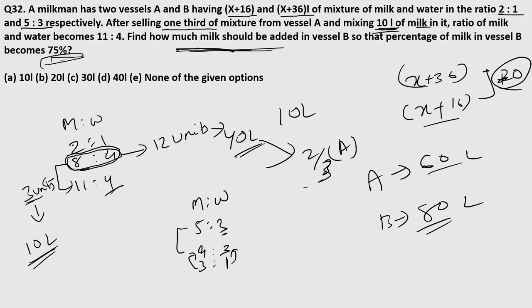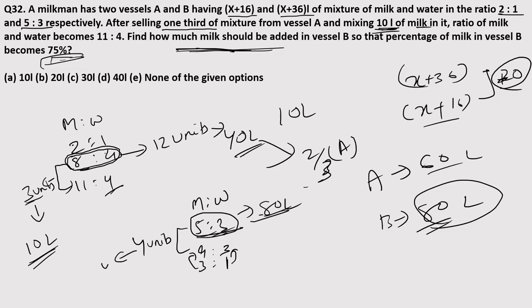So change is how much? Change is 5 to 9 means 4 units, right? Total this 8 units correspond to 80 liters, right, in vessel B. So if 8 units equal to 80 liters, so 4 units have to be 40 liters. So this has to be my answer. This is the fastest method, right? So the 40 is the answer. Let's move to next question.